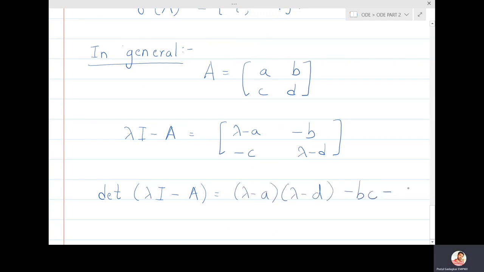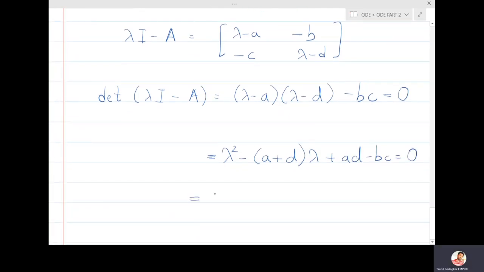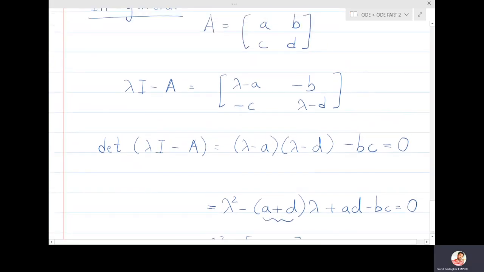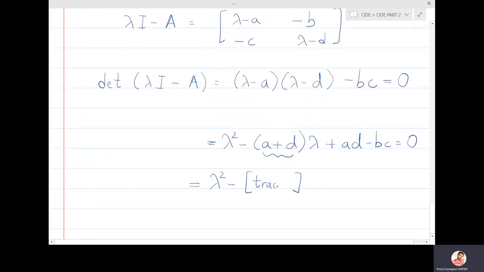And when I equate it to 0 and separate it out, I will get lambda squared minus a lambda minus d lambda, plus ad minus bc equal to 0. This is nothing but lambda squared minus (a plus d) lambda, where a plus d is called the trace of the matrix, plus ad minus bc, which is nothing but the determinant of the matrix.